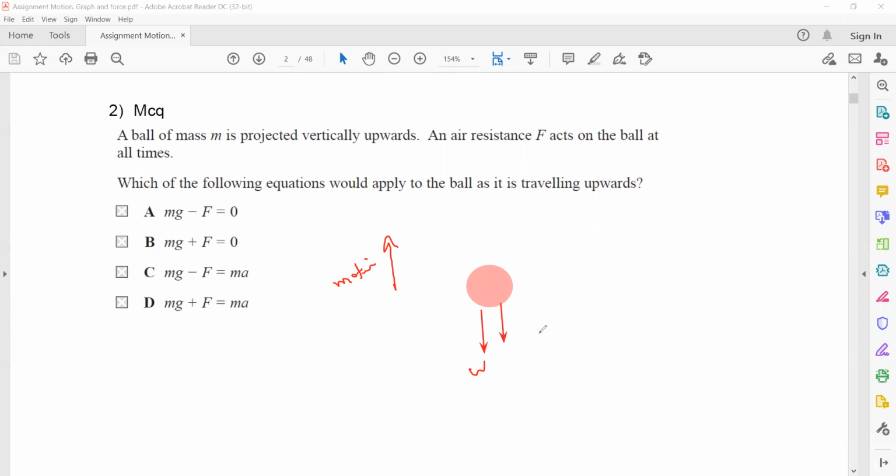According to Newton's second law, whenever there is a resultant force, the object will have an acceleration. The formula which relates force, mass, and acceleration is: resultant force is equal to ma. So what is the resultant force on this object? Because the two forces are acting in the same direction, it will be W plus F is equal to ma. That's why D will be the right answer.